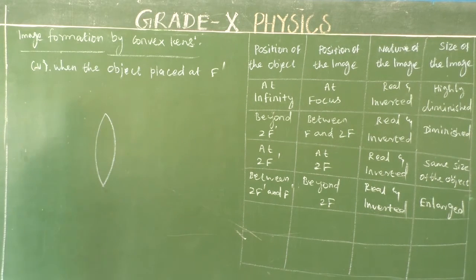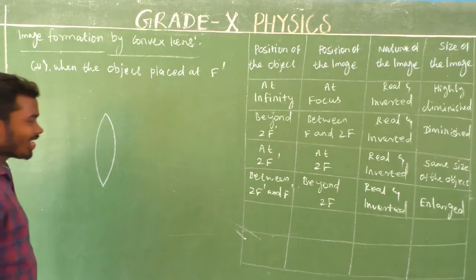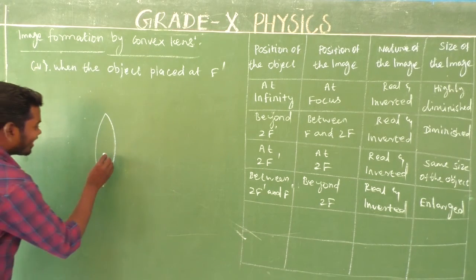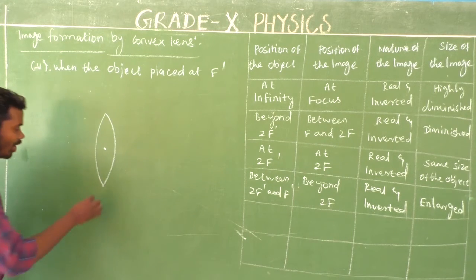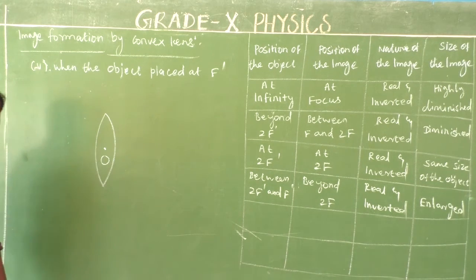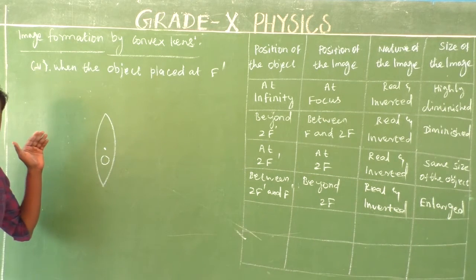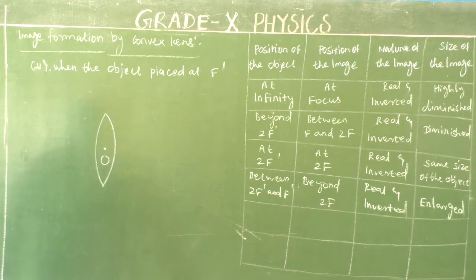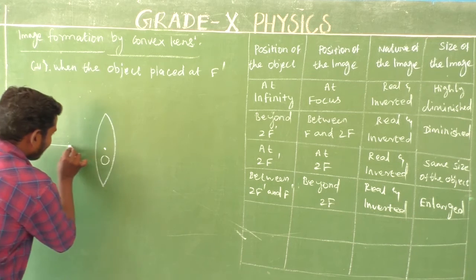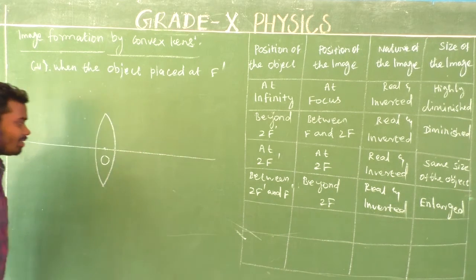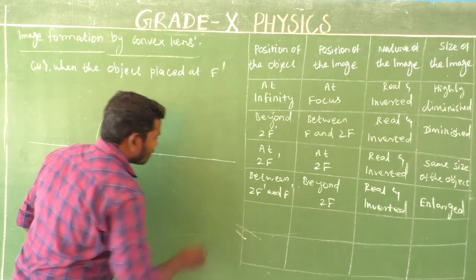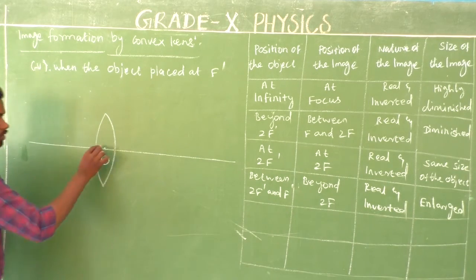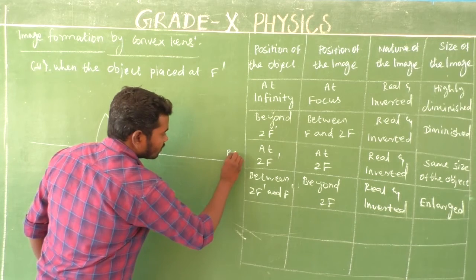So this is a beautiful convex lens. The center point of a convex lens, that is the optical center. Optical center is denoted by the capital letter O. Next, an imaginary line which passes through the optical center, that is the principal axis. Is that clear? Yes. For principal axis, I have mentioned PA for short form.